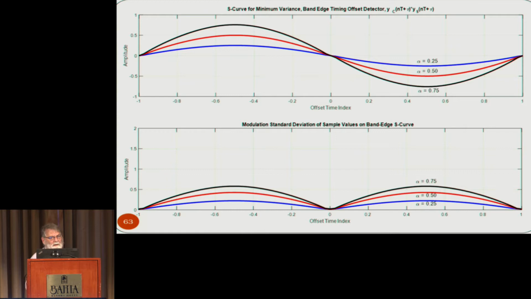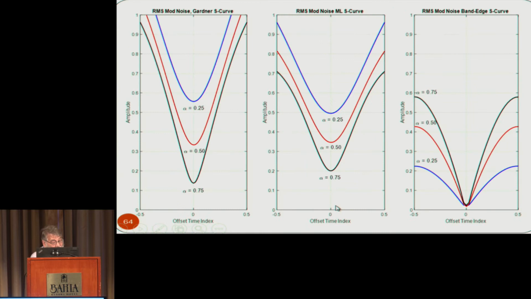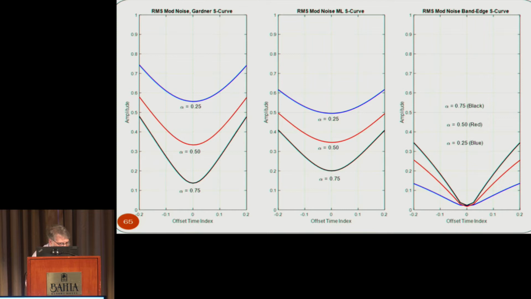And this is what it is for the band edge filters. You notice there's absolutely zero variance around the mean when you're centered at the mean, and the variance as you go away from the mean is significantly smaller than in the other two cases. And here's the result. The one on the left is the Gardner loop, the one in the middle is the maximum likelihood, and the one on the right is the band edge filter S-curves. And these are the standard deviations relative to the mean. You can see the standard deviation for the band edge filter is about an order of magnitude smaller than the standard deviation for maximum likelihood and for the Gardner loop. Interesting realization. You zoom in, you can see it's a function of the excess bandwidth. The more excess bandwidth you have, the more energy.